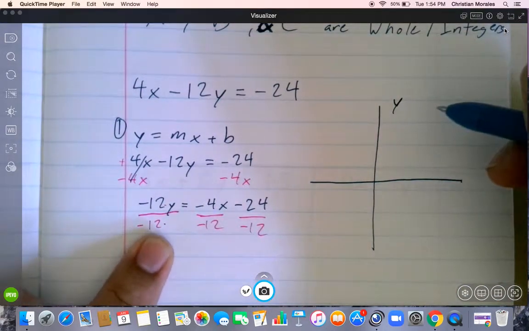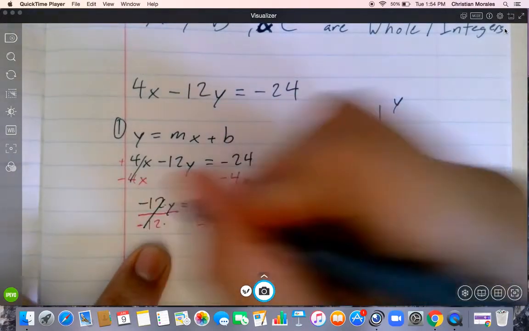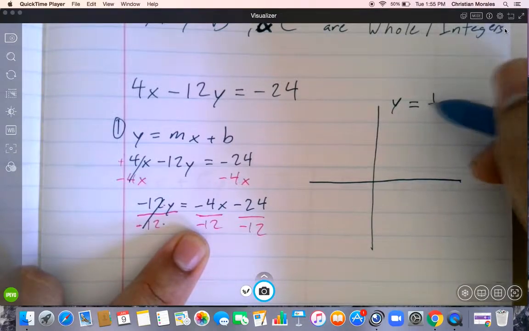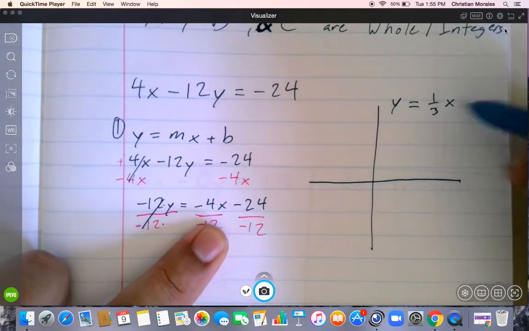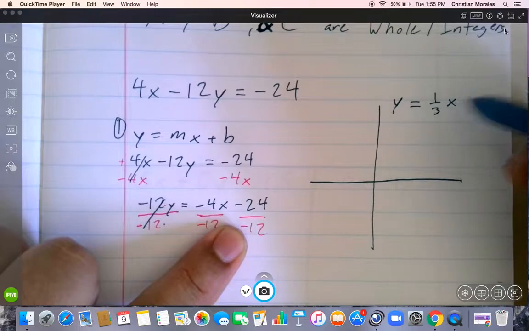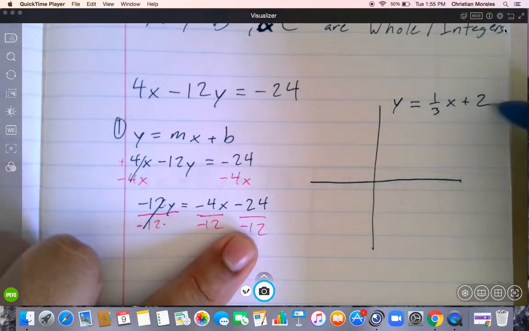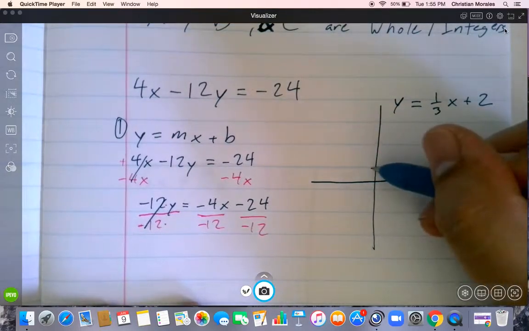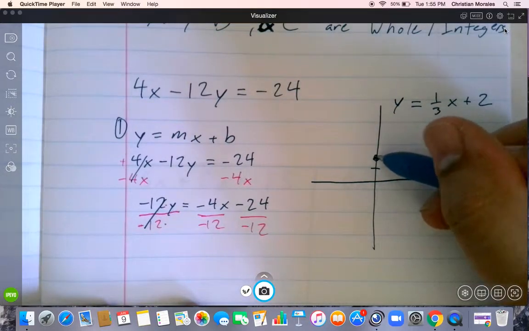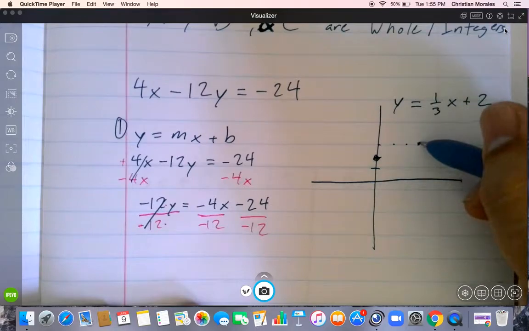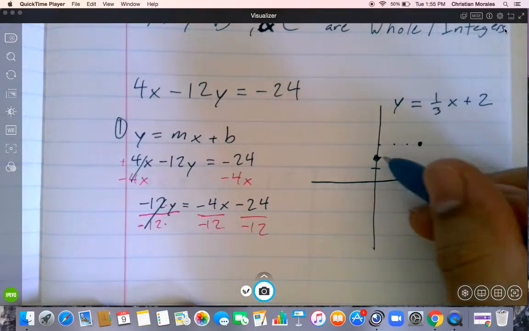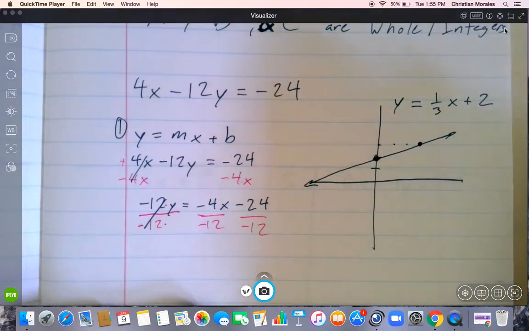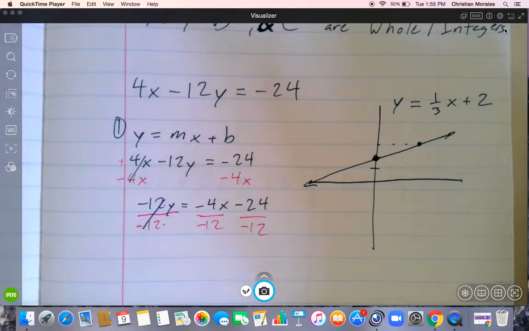Y, because that cancels out, equals positive 1/3 x, the x doesn't go away, plus 2. Negative 24 divided by negative 12 is a plus 2. So 1, 2, up 1 over 3, up 1 over 3, there's my line. There's my line. And that's it.